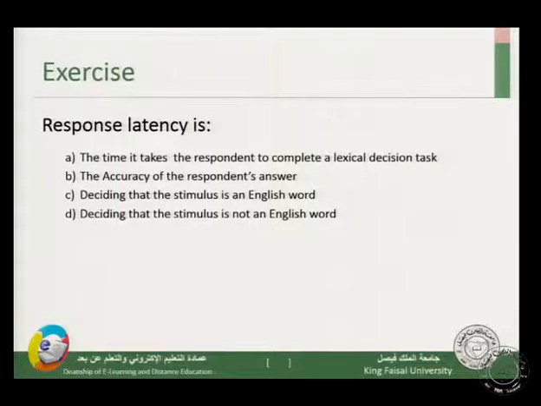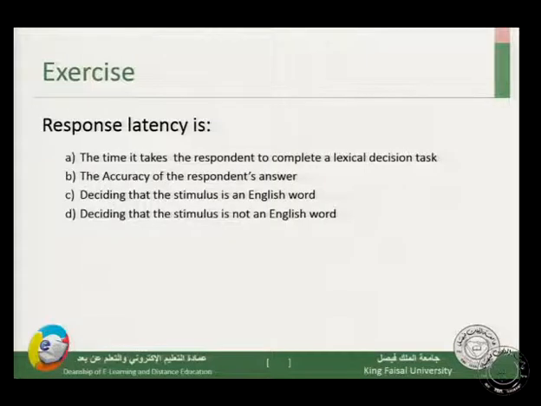Alright, I will give you just 20 seconds. Read the available choices, A, B, C, and D. Then try to choose the best one according to what we have heard in the lecture.